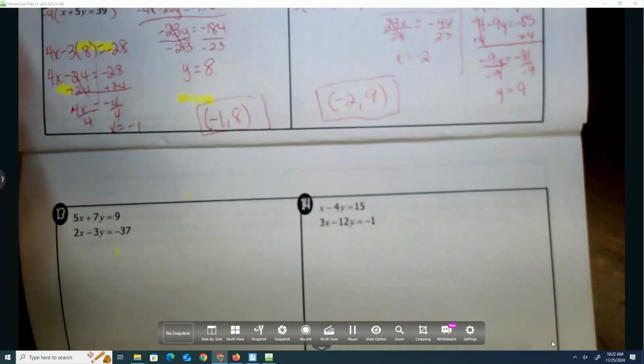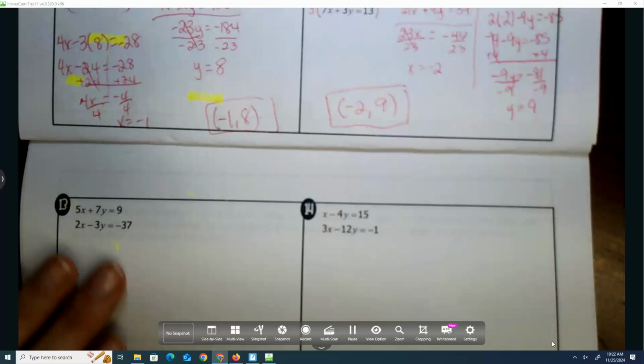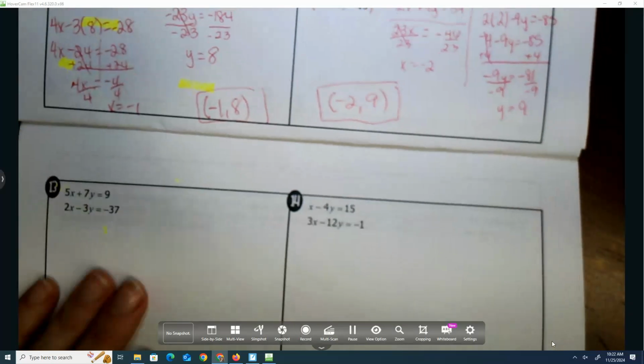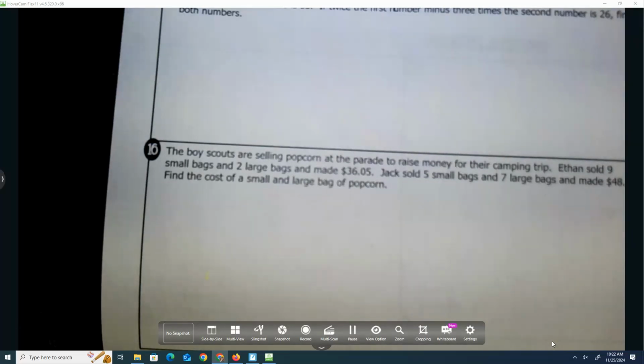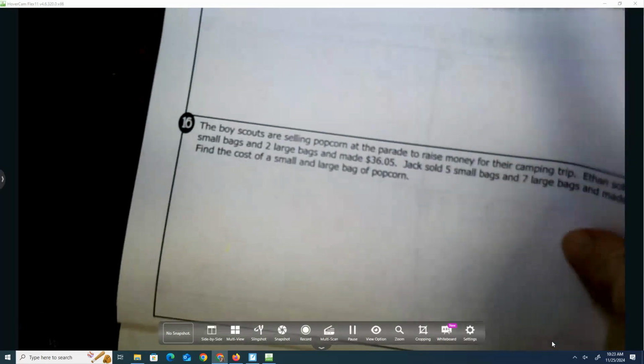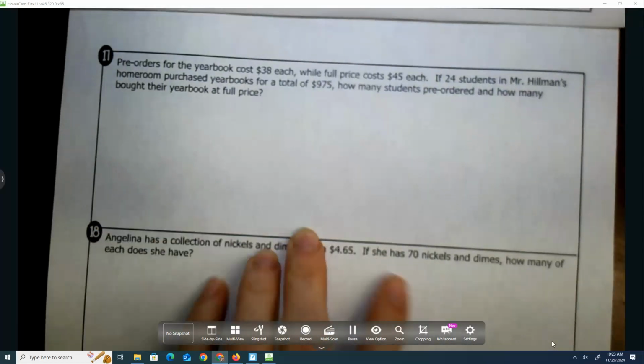All right, those are all the different options we have for solving our systems. Now I want to talk about some of the word problems, and I am going to be calling on you guys to participate here. Let's go with problem 17 first. I'm going to jump around here.